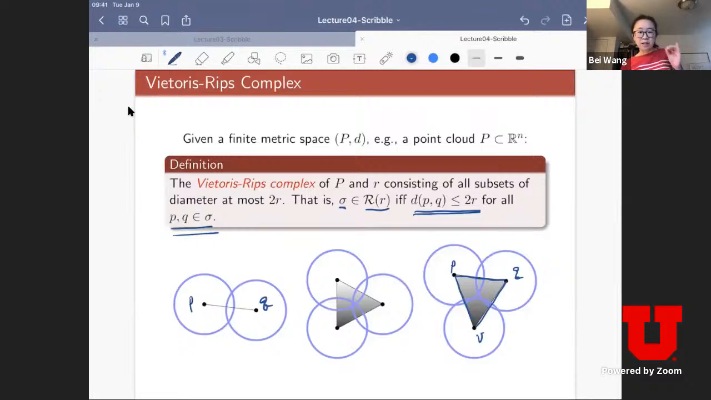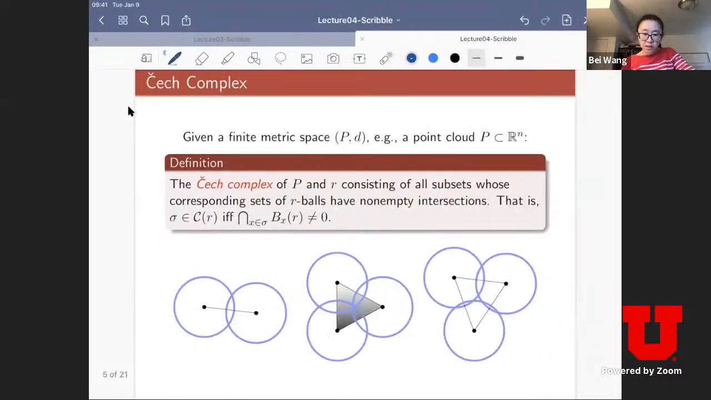So if I have a collection of points in my simplex sigma, whenever for every pair of points in my simplex they are within distance 2r from each other, then of course there's the edge, but then I also add the entire simplex in there, okay? Of course, if there's a three-way intersection, it also implies there's a two-way intersection, so the triangle is in there. The difference between this and Čech complex is that Čech asks for higher order intersection. Whenever there's a pairwise intersection, that's an edge. But if there's only pairwise intersection, but not three-way intersection, you do not add a triangle. You only add a triangle when you have a three-way intersection.